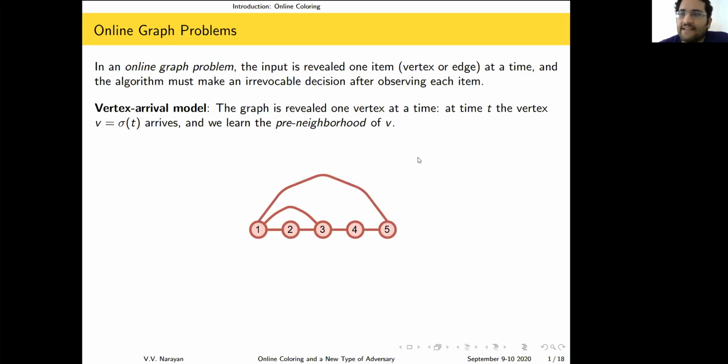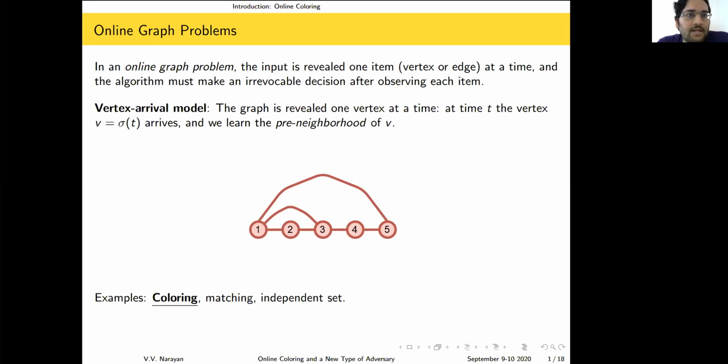So since we need to make an irrevocable decision each time step, some examples of online graph problems include the coloring, matching, independent set problem, and so on. In this talk, we'll be focusing on the coloring problem, but the model we introduce has broader applications to other problems in online graph theory.